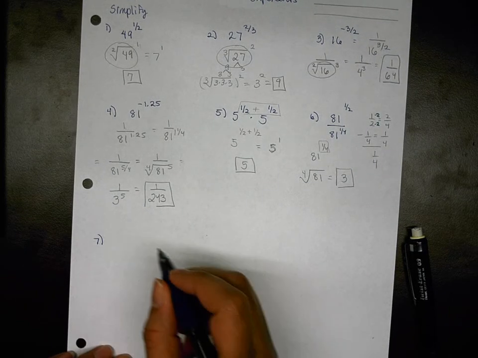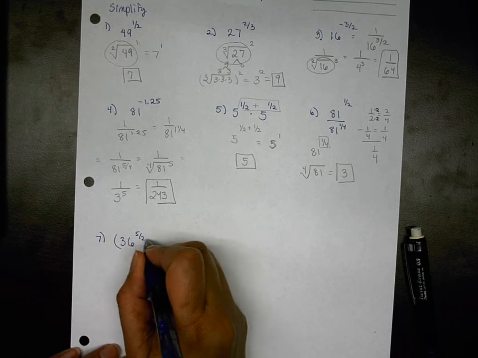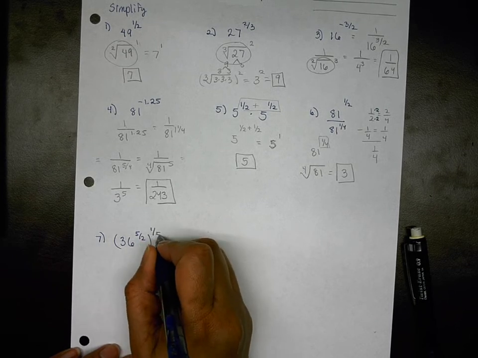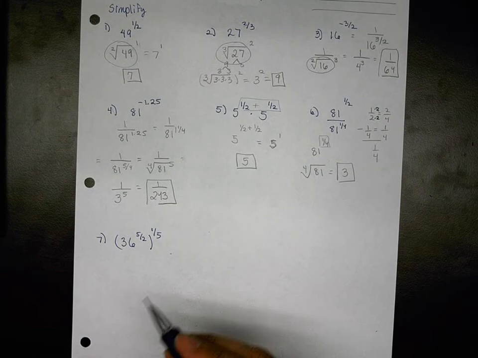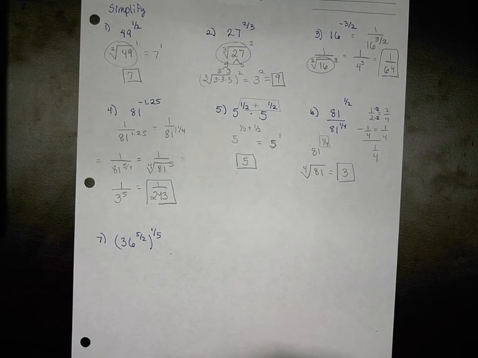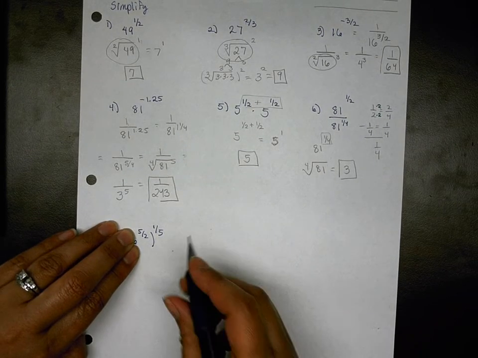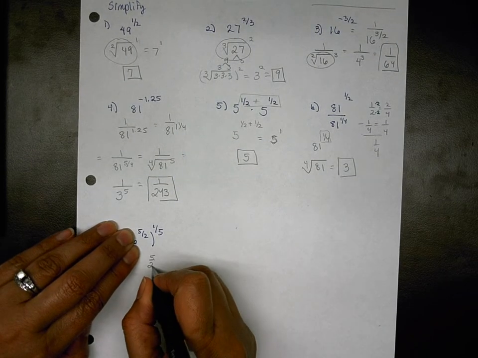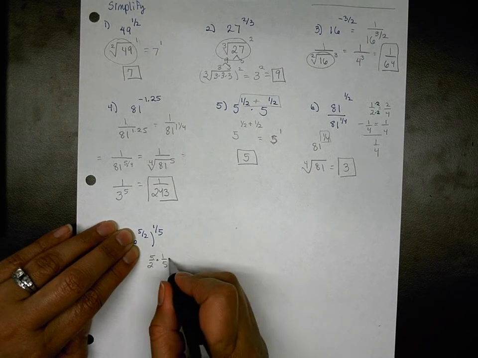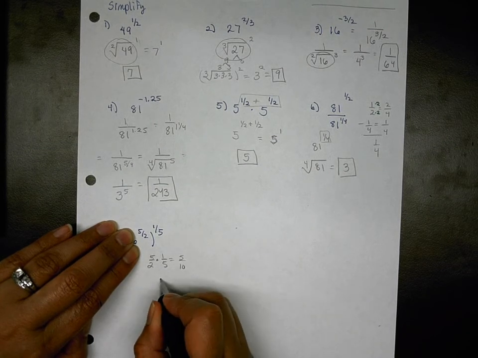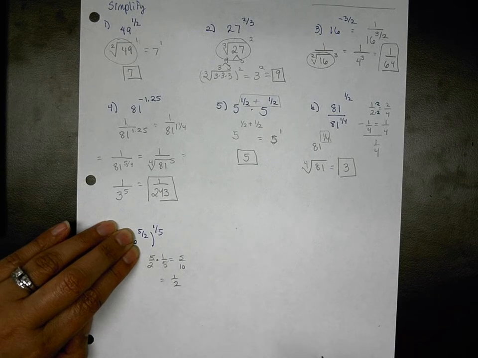Number 7 is 36 to the 5/2 raised to the 1/5. Again, remembering from last year, a power to a power, you multiply. So you don't multiply the bases, just the powers. You're going to do 5/2 times 1/5, which is 5 over 10, which is 1/2. You could cross reduce and still get 1/2.